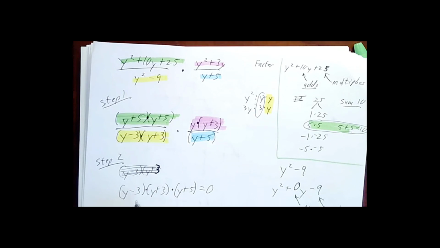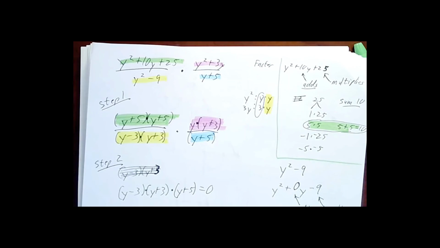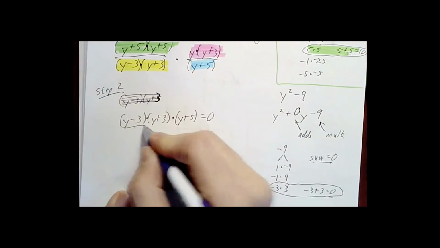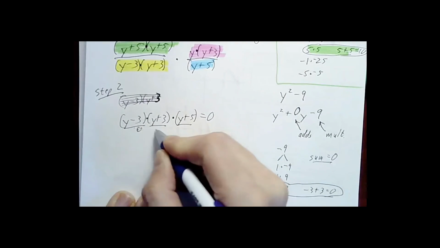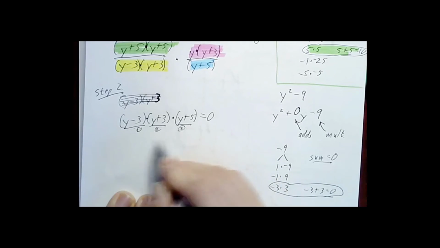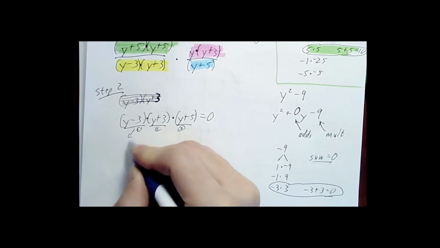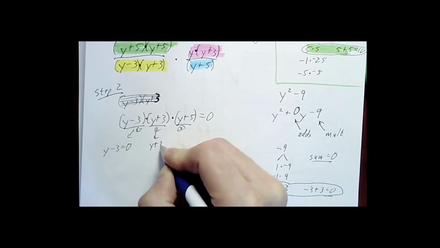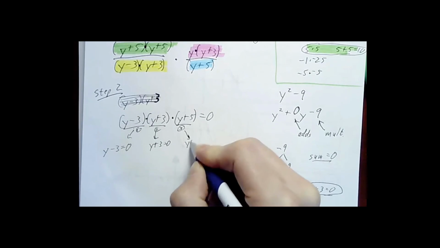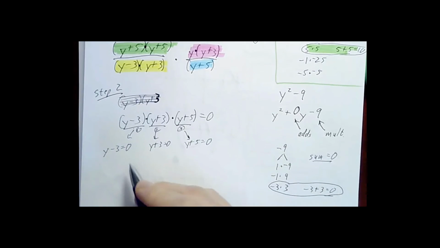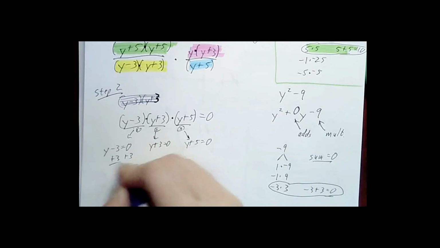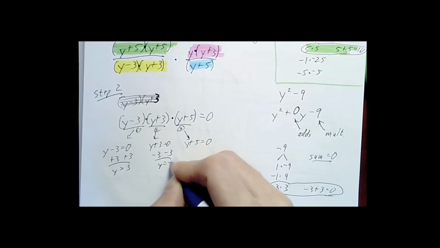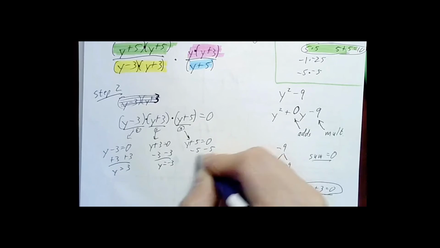This again brings us back to our classic zero product property. So one of these three things, either this, this, or this, 1, 2, or 3, will equal 0. So either y minus 3 will equal 0, y plus 3 will equal 0, or y plus 5 will equal 0. And that will give us, adding 3 to both sides, y equals 3, subtracting 3 from both sides, y equals negative 3, and subtracting 5 from both sides, y equals negative 5.